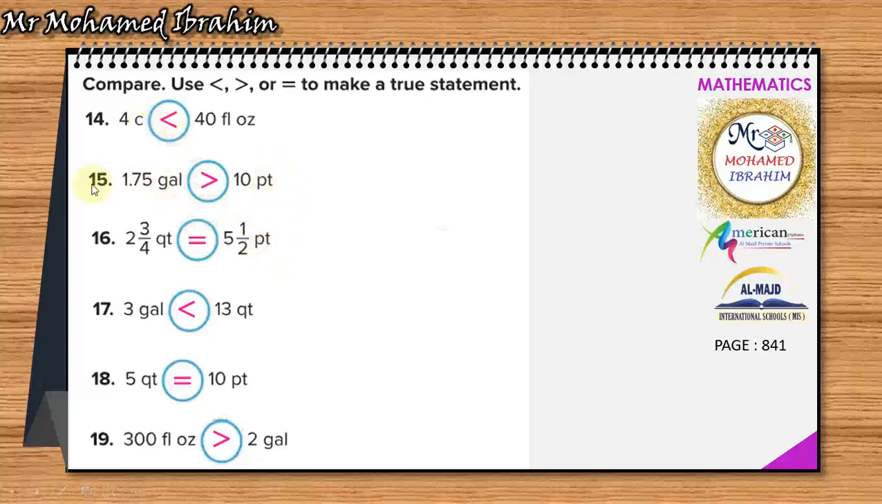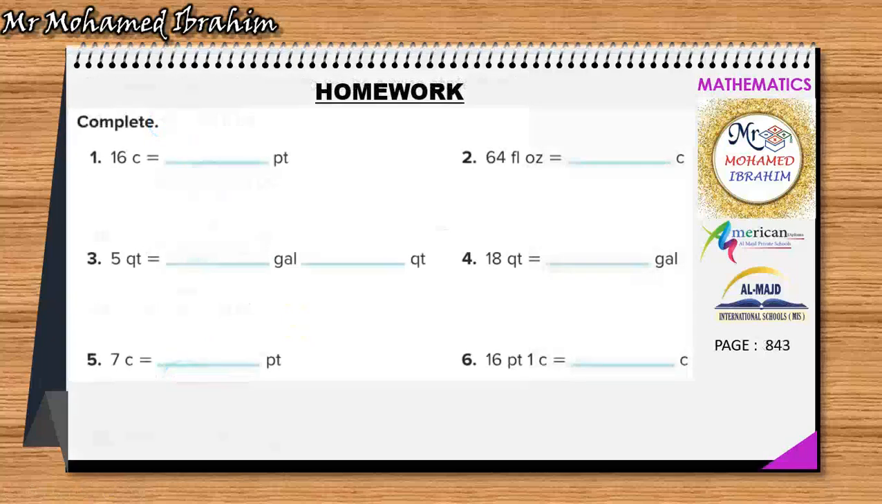Think about number 15, 16, 17, 18, 19. I already solved them for you, but you must think about them. And this is your homework from number 1 to number 6 at page 843, and that's it.